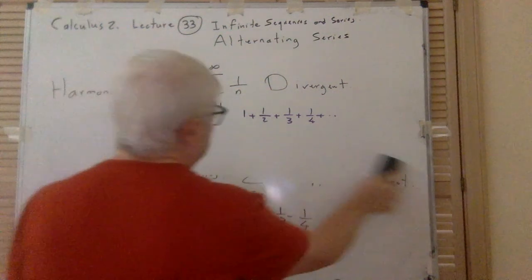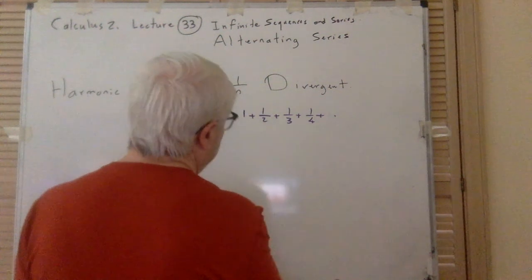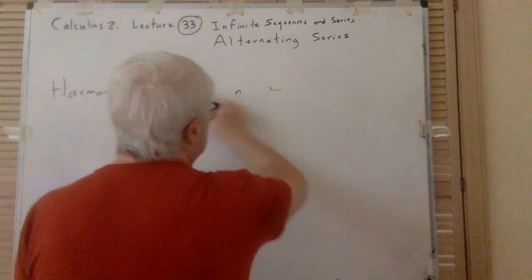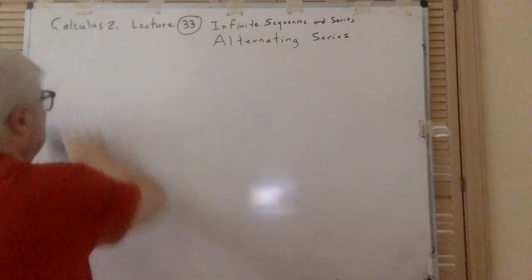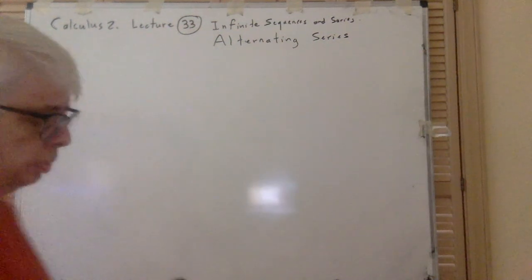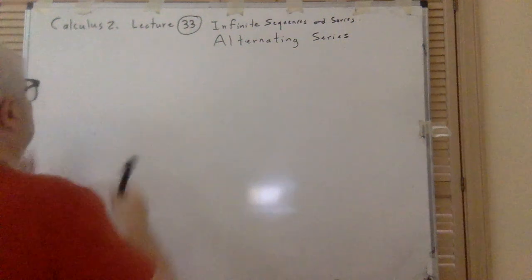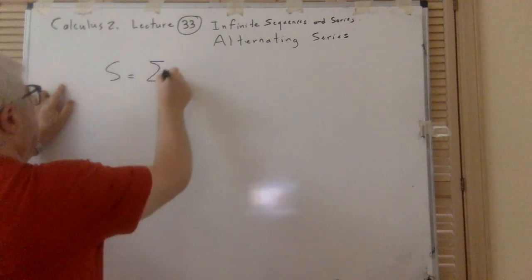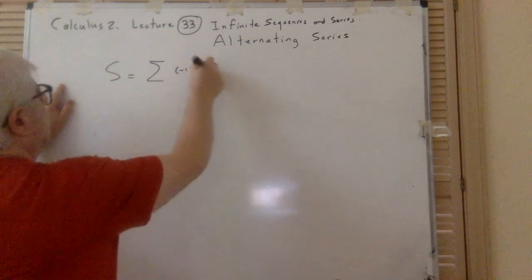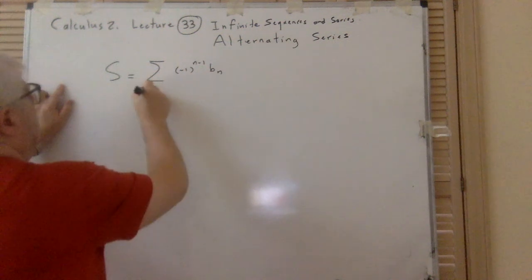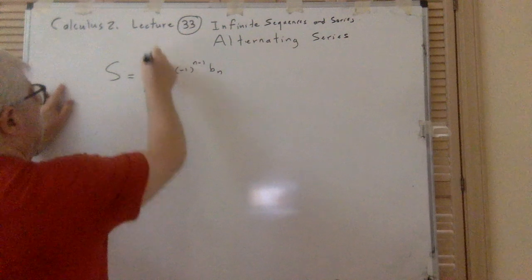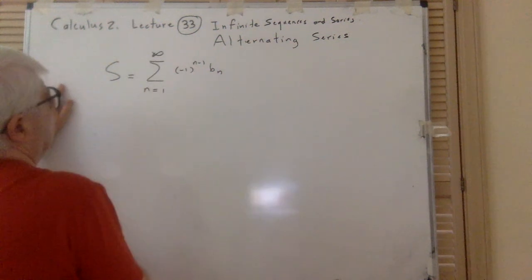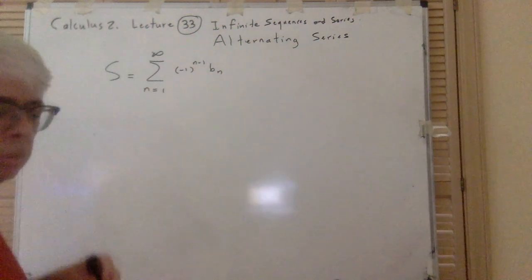Okay. Now let's look at the residue or the error. So if I let S be the sum of negative 1 to the n minus 1 over n, n from 1 to infinity. Well, let's write k, because I already used n.